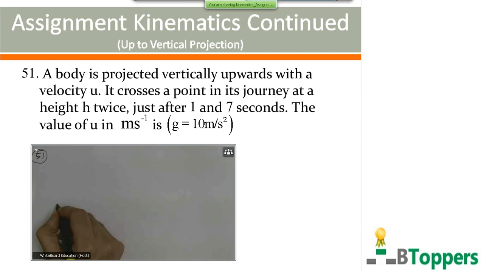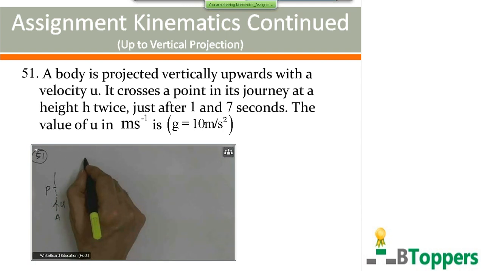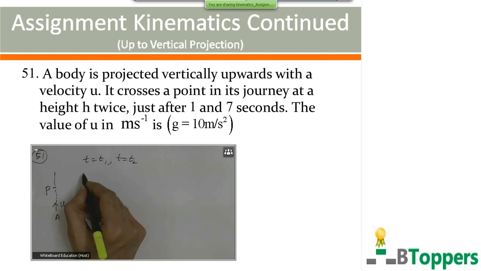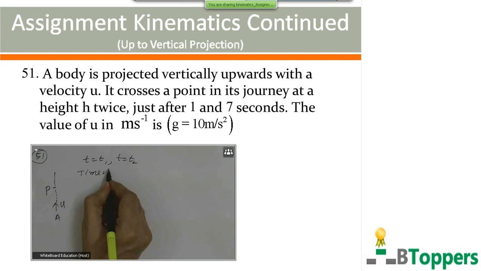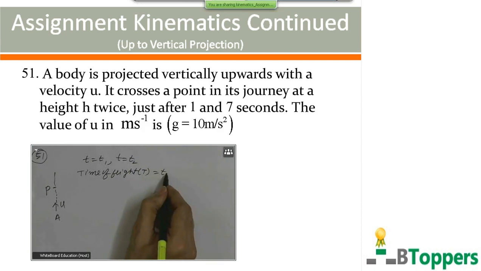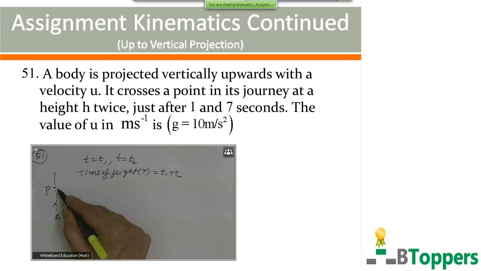As I discussed earlier, suppose the body is projected vertically upwards from a point A with initial velocity u, and P is a point in its path. The body is found at the same point P at the instants t equal to t1 and t equal to t2 seconds respectively. Then the time of flight will be given by t1 plus t2. That is, t1 is the time after projection at which it passes through point P for the first time during ascent, and t2 is the time after projection at which it passes through the point P in the downward direction.